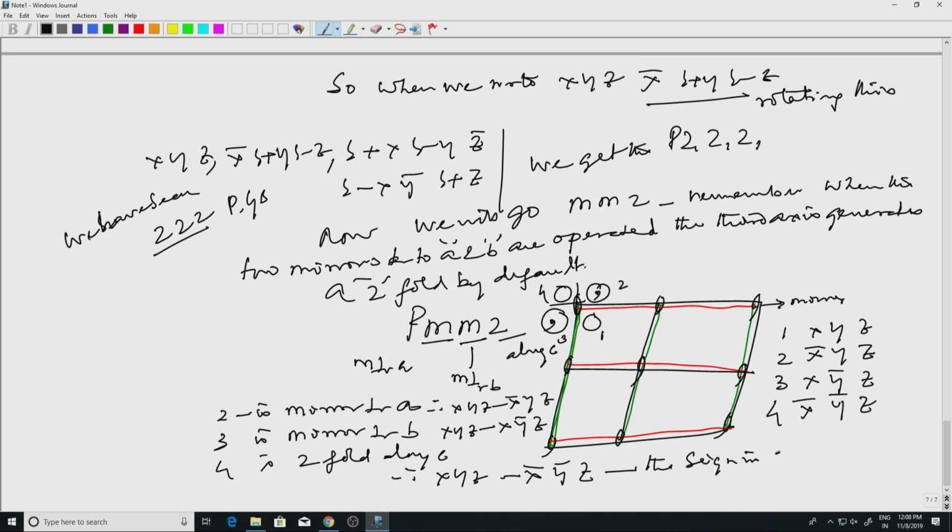Sign in C does not change because the rotation axis.